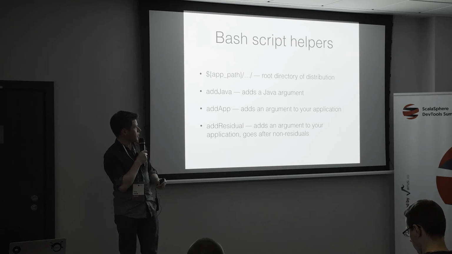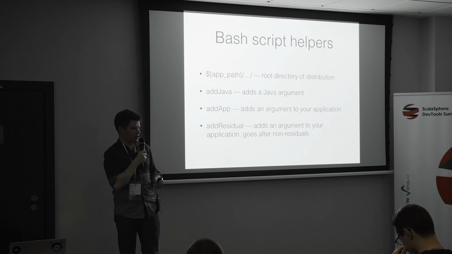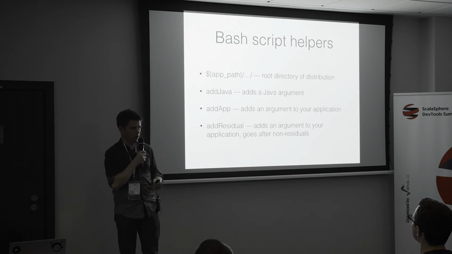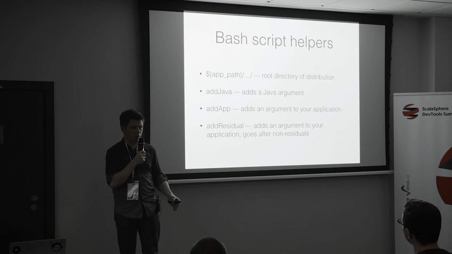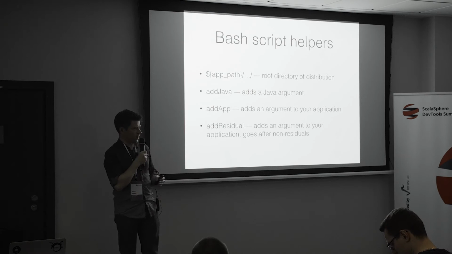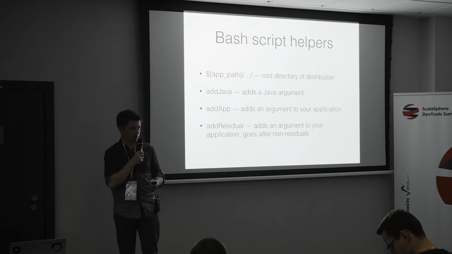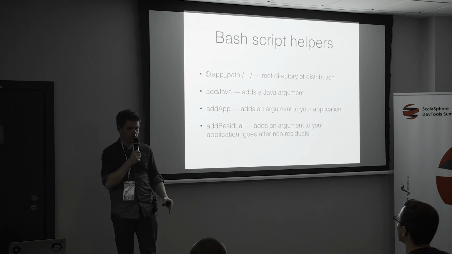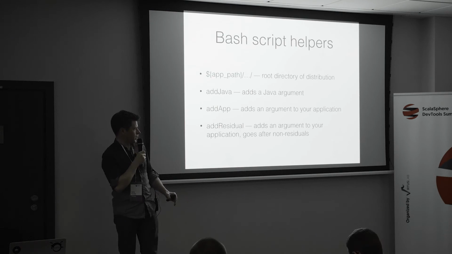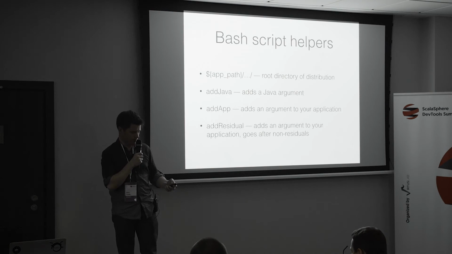Add Java adds an argument to the Java startup flags. So if you wanted to modify some setting with a -D, modify the memory usage, or in this case add a Java agent, then you would use add Java to add that. Add app then adds an argument to your application, so you can modify the arguments to your application as it starts up. And add residual is like add app, but it adds these arguments at the very end of the set of arguments passed to your program.